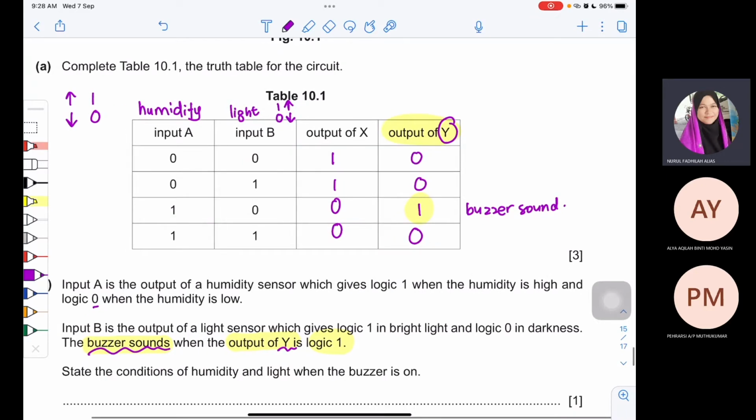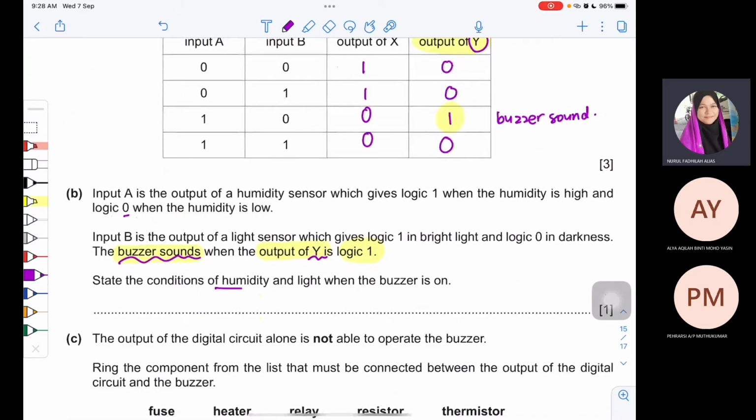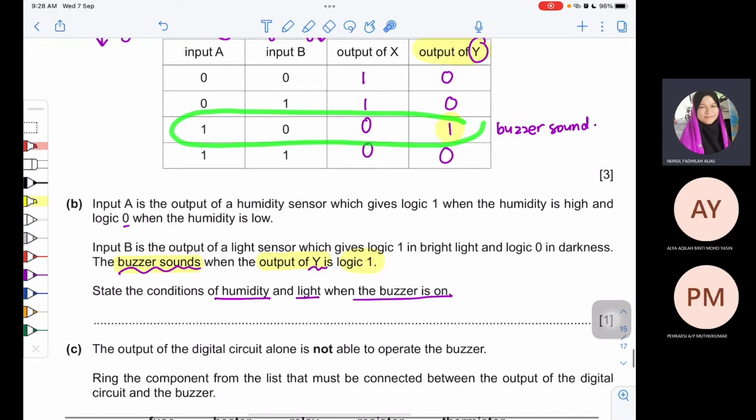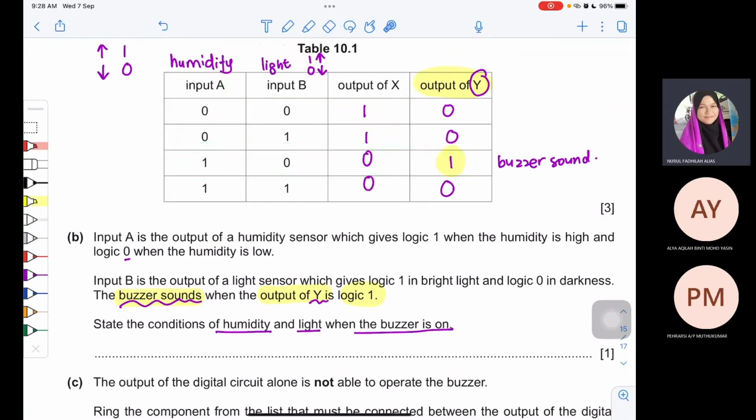Okay, state the conditions of humidity and light when the buzzer is on. So, very direct question. You follow. When you get this kind of question, you follow je one by one. Okay, apa dia kata? State the conditions of humidity. So, kita tengok dekat sini. Where is the humidity? A. So, what can you say about the humidity?